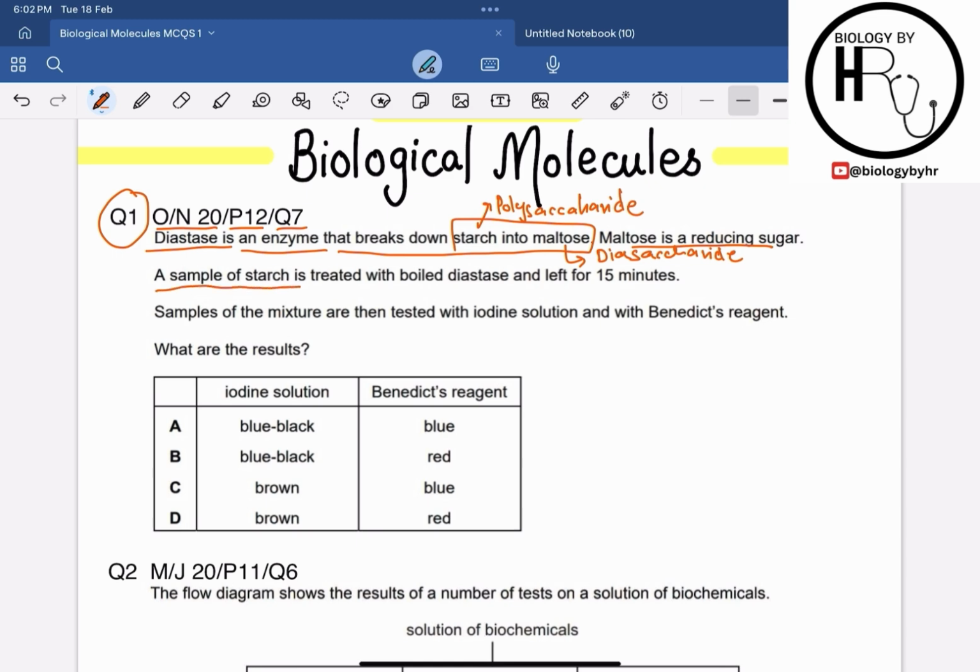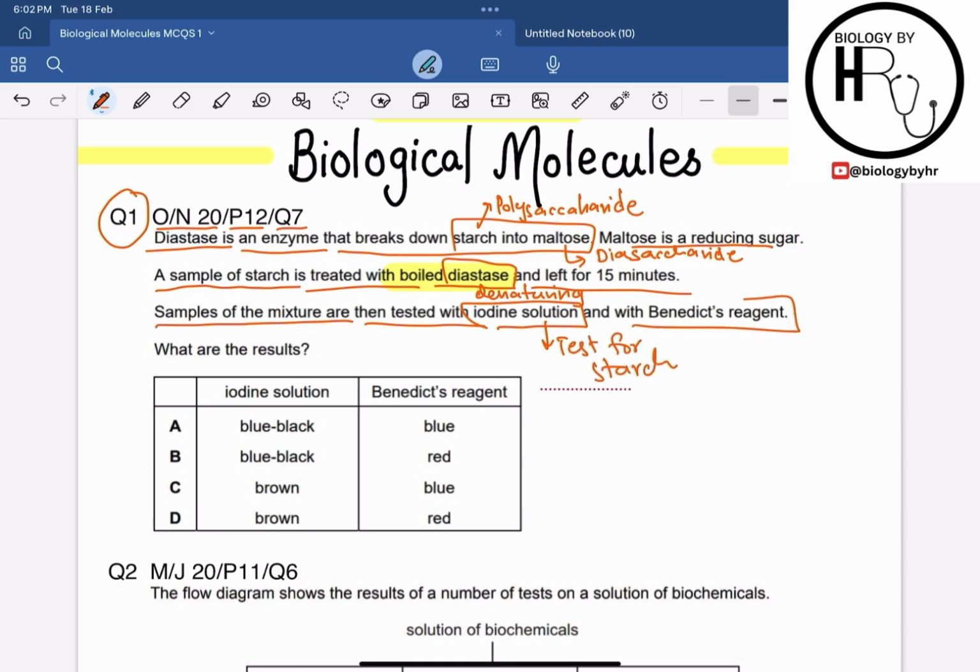A sample of starch is treated with boiled diastase and left for 15 minutes. We know that if an enzyme is boiled, they are basically denaturing the enzyme, right? Because they are boiling the enzyme, which means that they are denaturing the enzymes. Samples of the mixture are then tested with the iodine solution. Iodine solution is a test for the presence of starch, and with the Benedict's reagent. Benedict's reagent is used for the test of the reducing sugars, right?